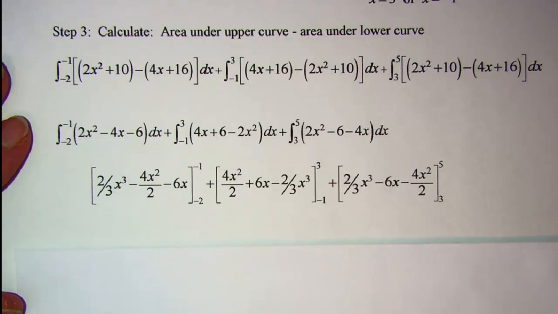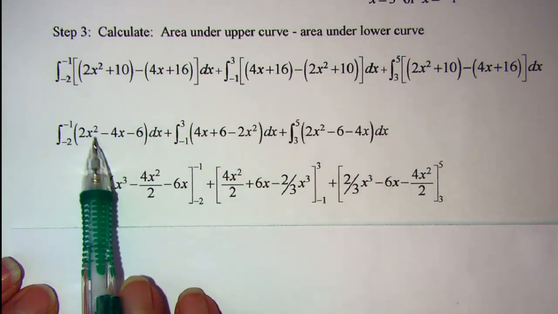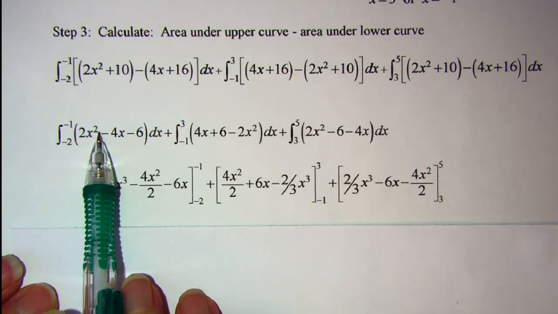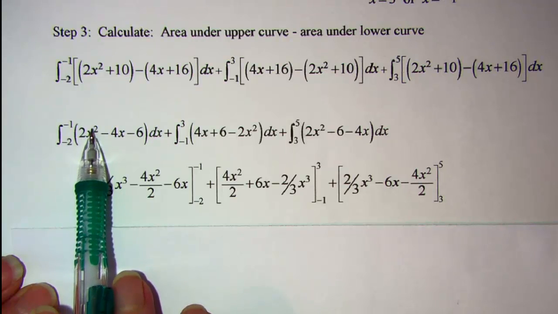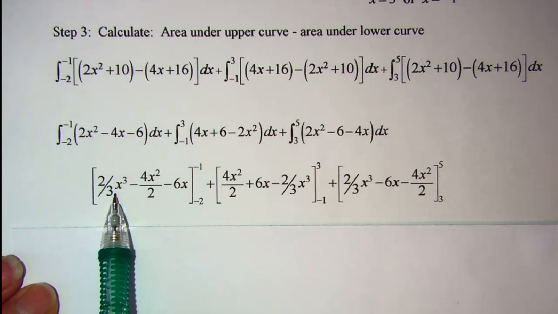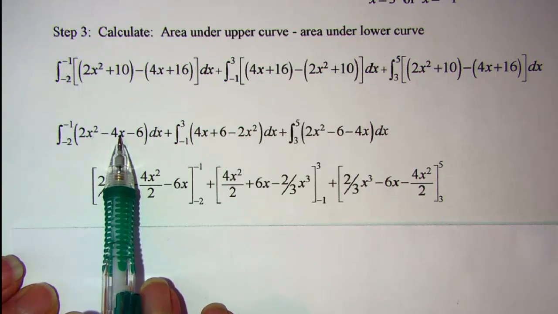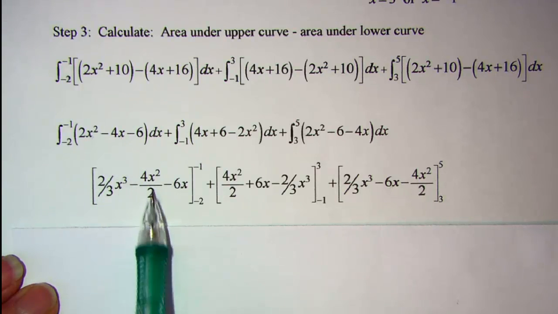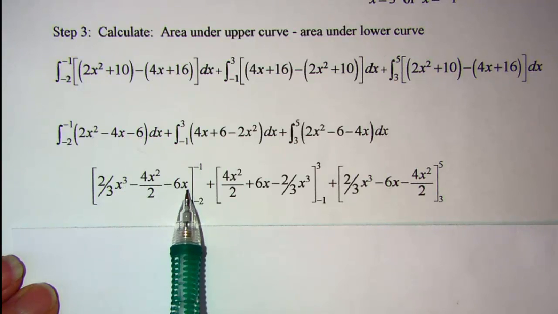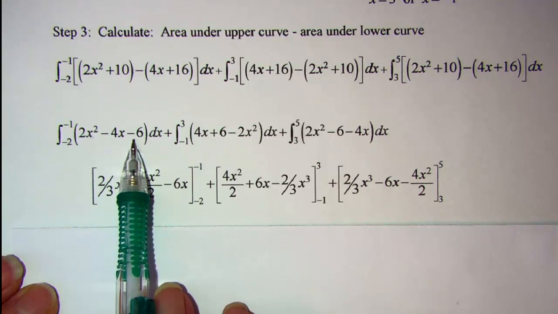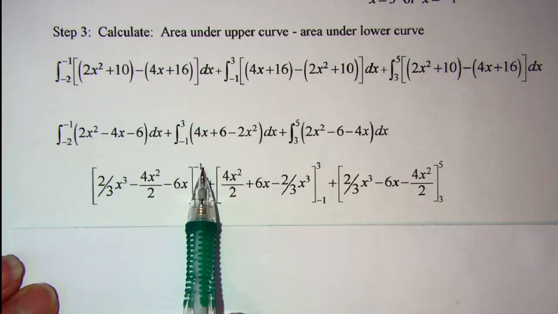And when we integrate, we're going to increase the exponent by 1 and divide by the new exponent. So we have 2x cubed divided by 3. Then we have negative 4x squared divided by 2. And then we have a negative 6x. This integral is evaluated from negative 2 to negative 1.